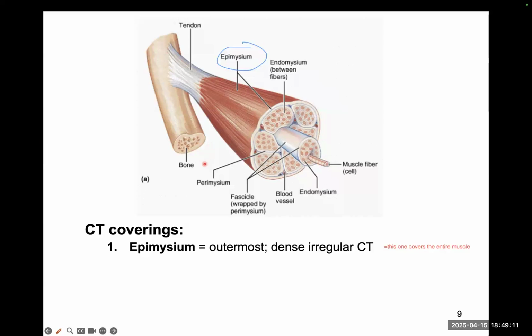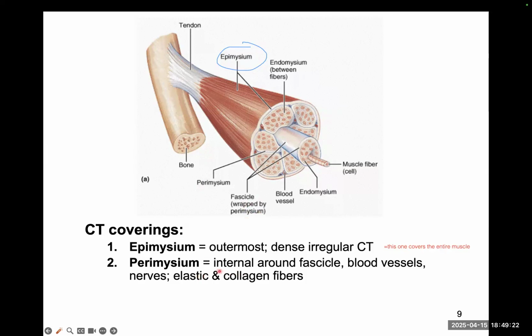So if you have a muscle and the covering around it is the epimysium, then inside the muscle we have this fascicle that's wrapped by perimysium, which is the next layer. It's internal, around the fascicle. This is the middle one. Peri stands for around. I'm not sure why the middle one is called perimysium, but it goes around the fascicle, and perimysium is going to organize all the nerves and the blood vessels.